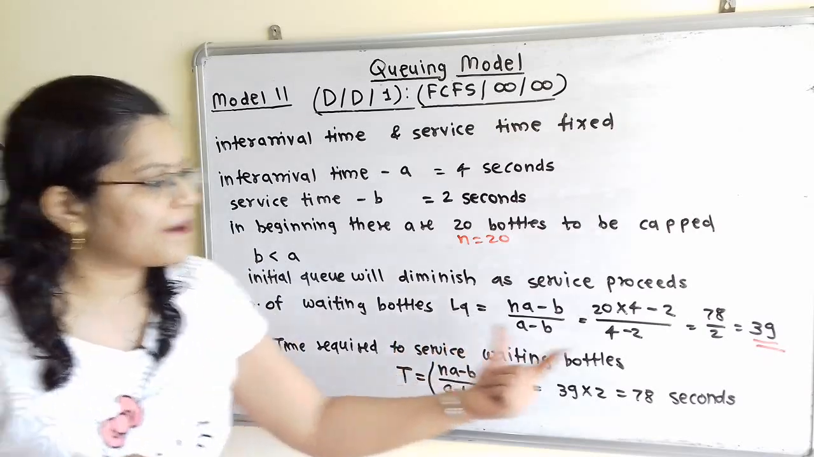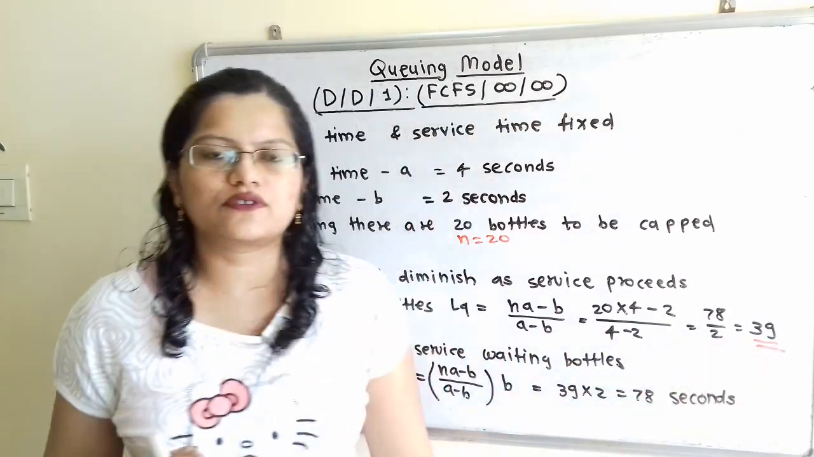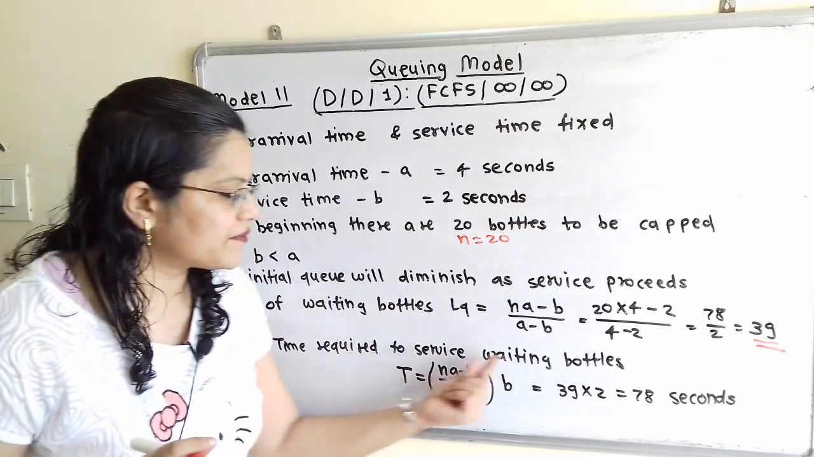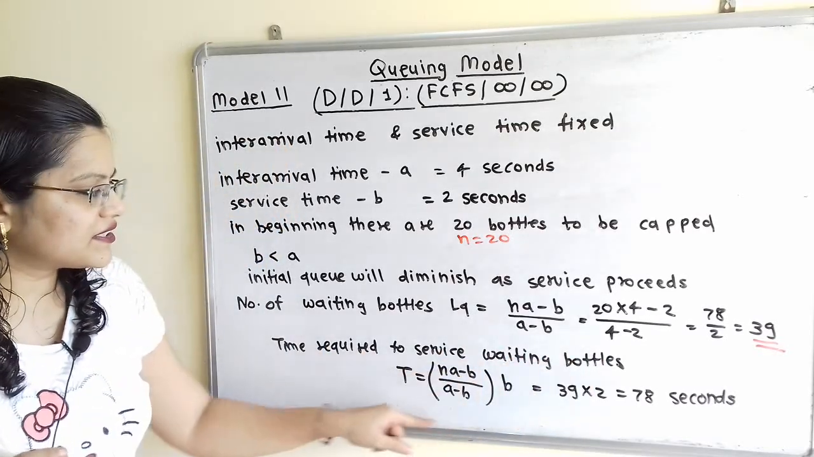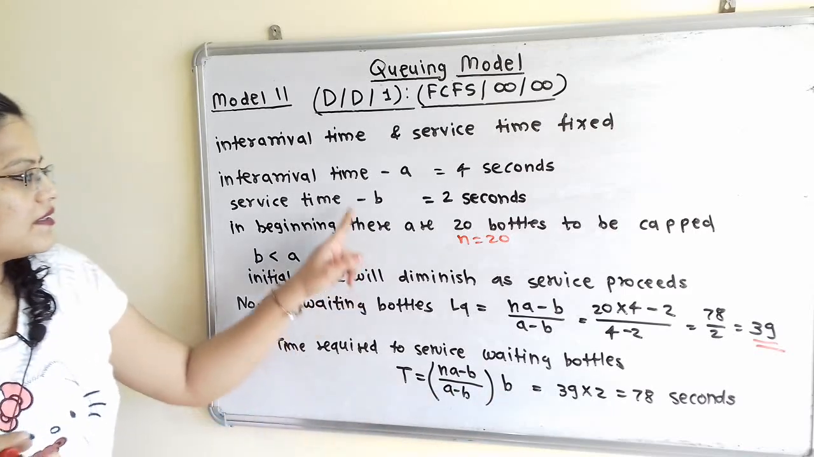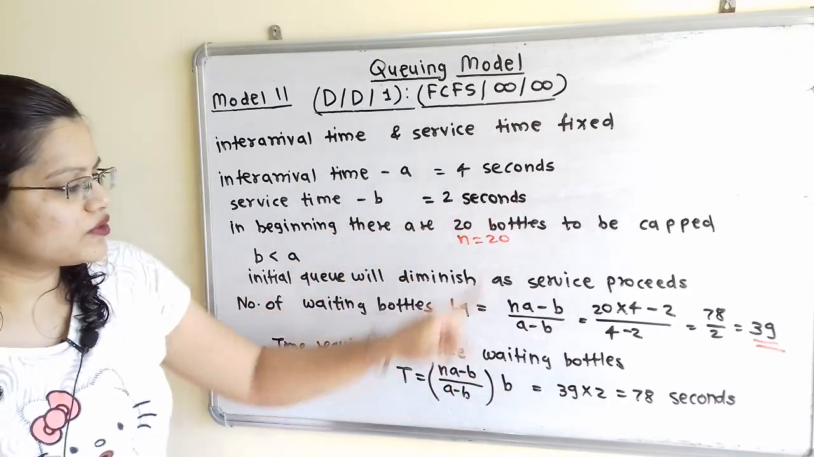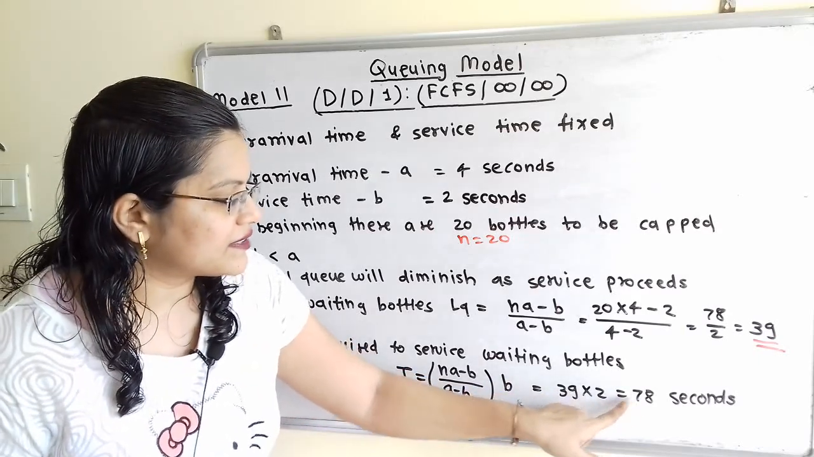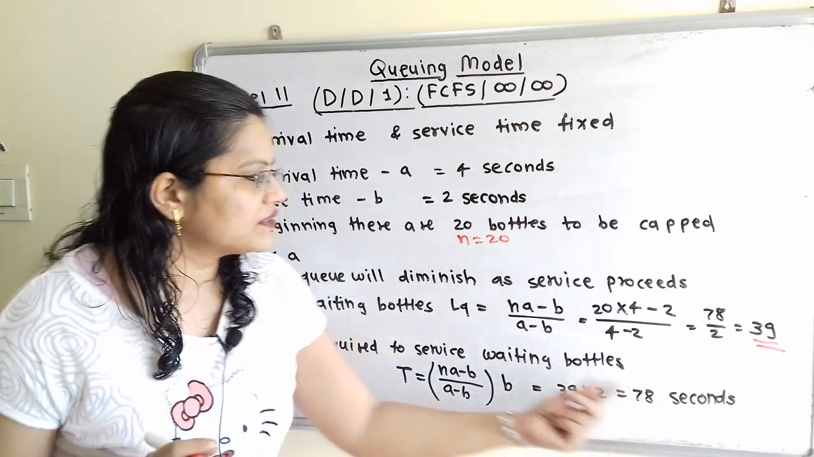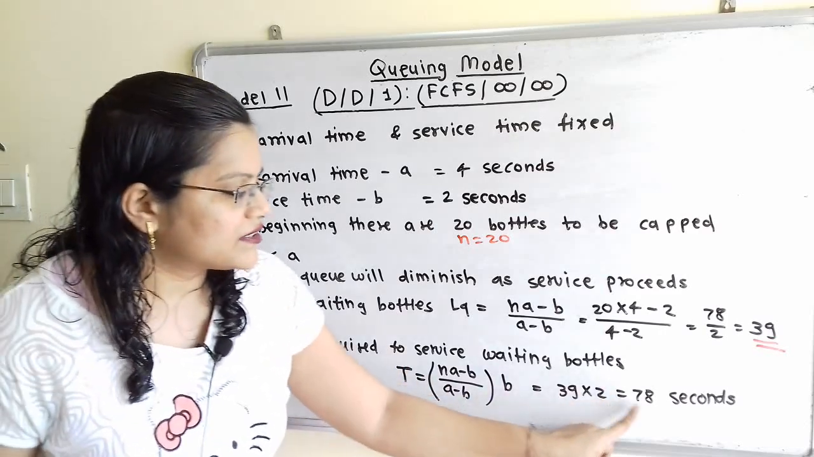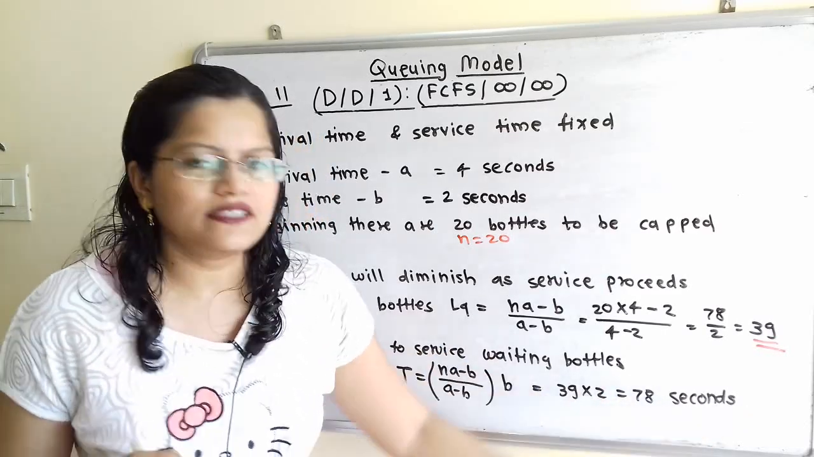So what is the time required to serve this number of bottles? How do we calculate the time? The time required to service the waiting bottles is this number multiplied by the service time. If we multiply this by 2 seconds, then the answer is 78 seconds, because time is given in seconds. So the answer, that is the time, also has the same unit, that is seconds.